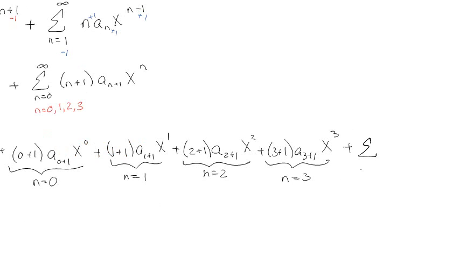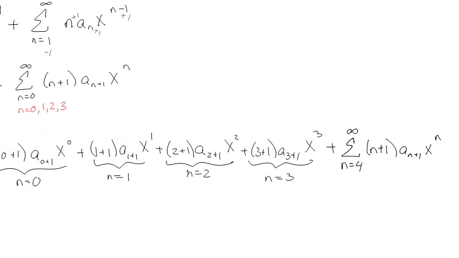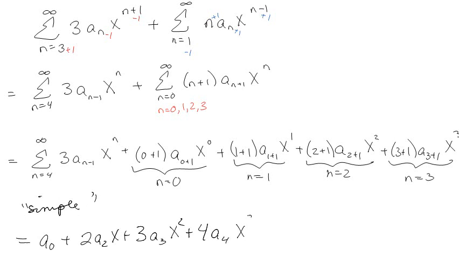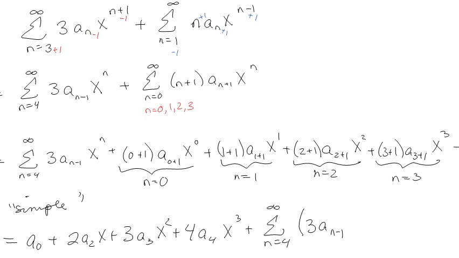And then I can add and say from then on, my summation starts at 4 to infinity, n plus 1, a sub n plus 1, x to the n, like that. Good? Good. Now, from that point, it's a simple matter of combining like terms. So I've got a sub 1, 2 a2 x, 3 a3 x squared, 4 a4 x cubed, and then a summation where n goes from 4 to infinity of 3 a sub n minus 1 plus n plus 1, a sub n plus 1. I know you can't see everything that I'm writing, or what I'm copying from. Try to make it prettier.